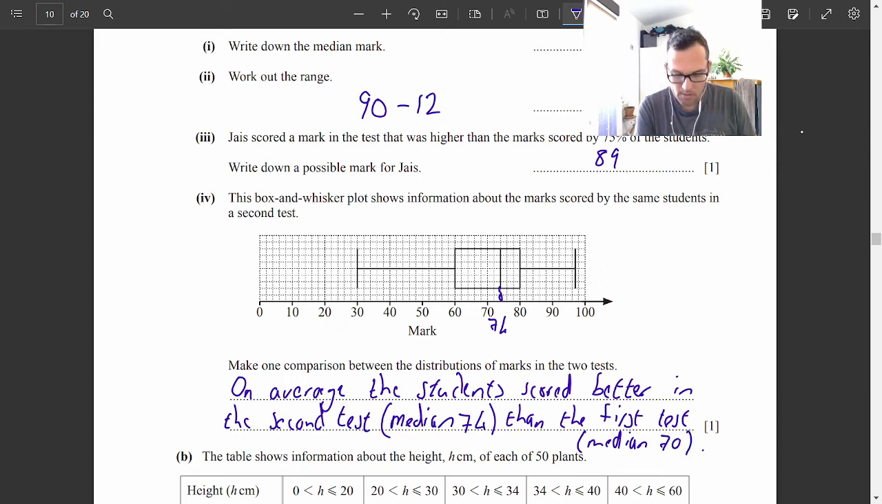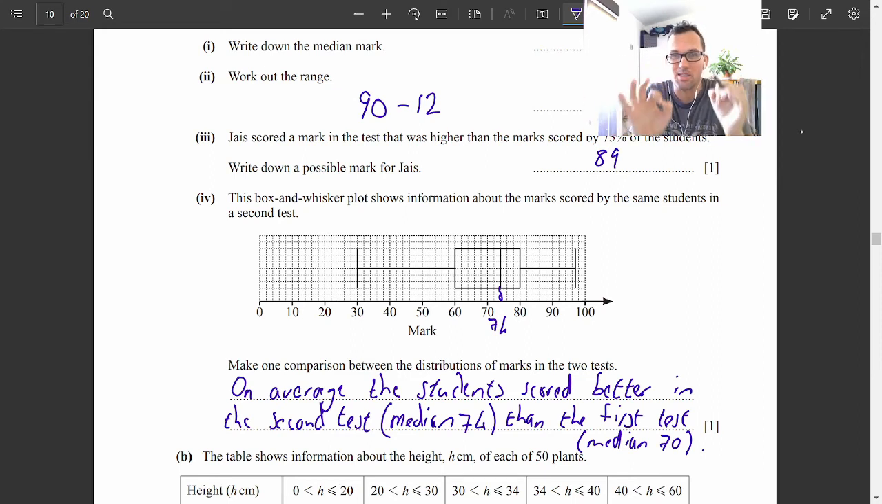So there's my answer. Important, I mentioned the numbers, the values, and explained what it meant. You can compare other facets of the diagram, like the interquartile range, and say in general there was more consistency in the second test because the interquartile range is smaller.